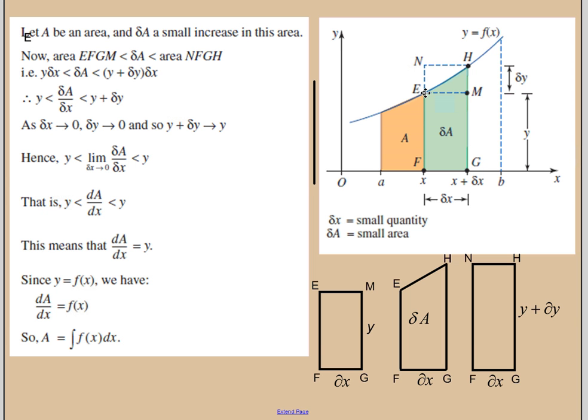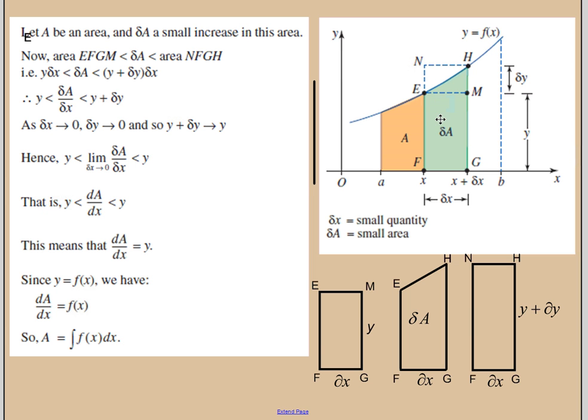Now in the first case, the smaller rectangle, you can see that delta A is larger than the first one, but smaller than the second one. For the first rectangle, x is the coordinate of that point, and the corresponding point would then be the y coordinate of it. So its length is y, and its width is delta x. So its area is y times delta x, the area of a rectangle.